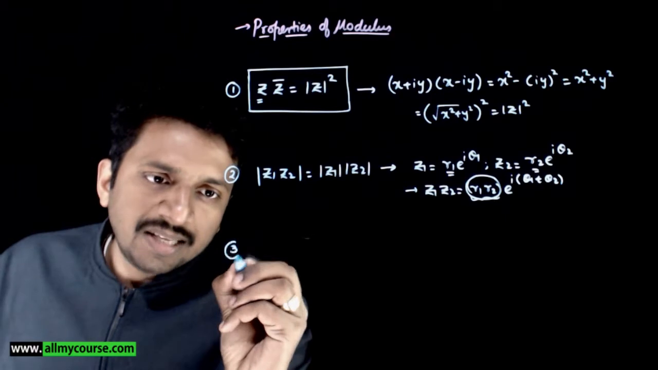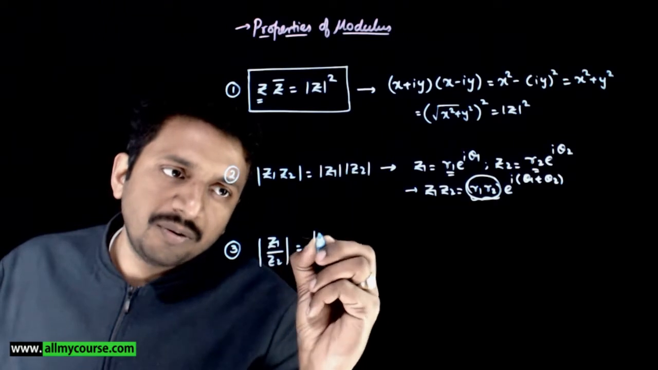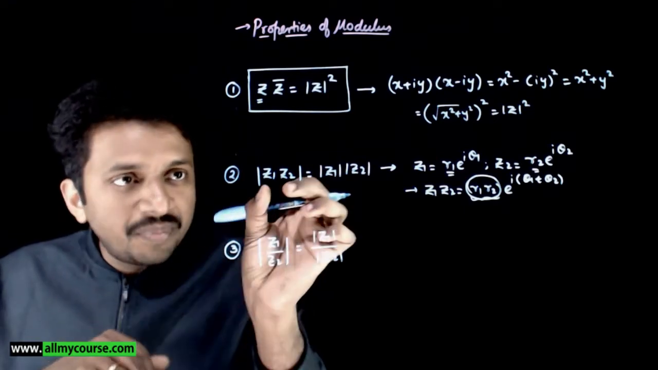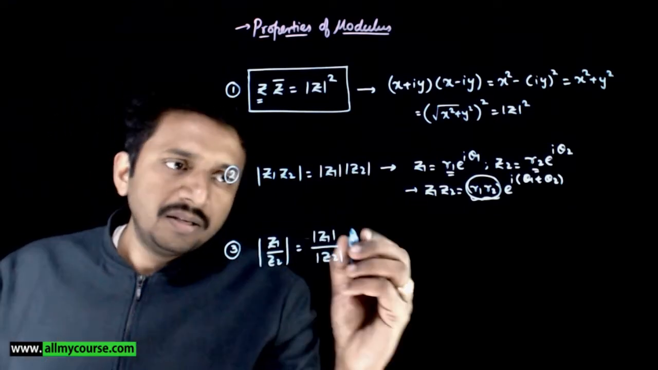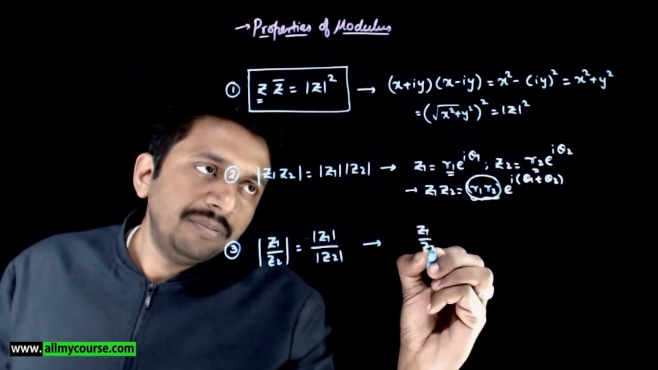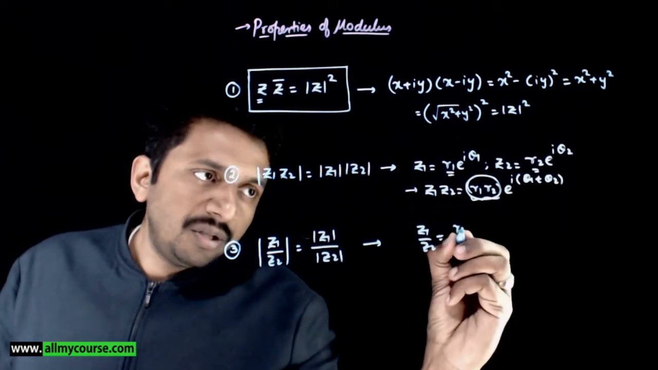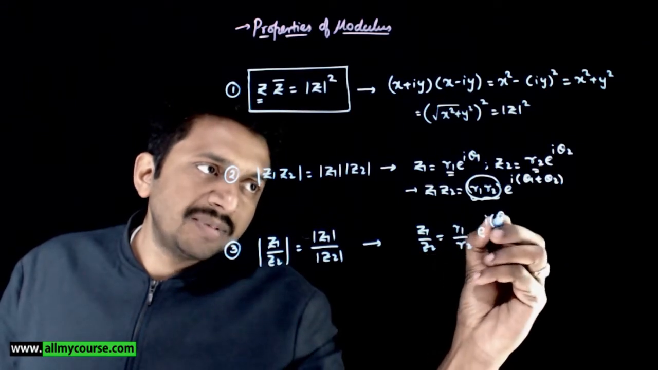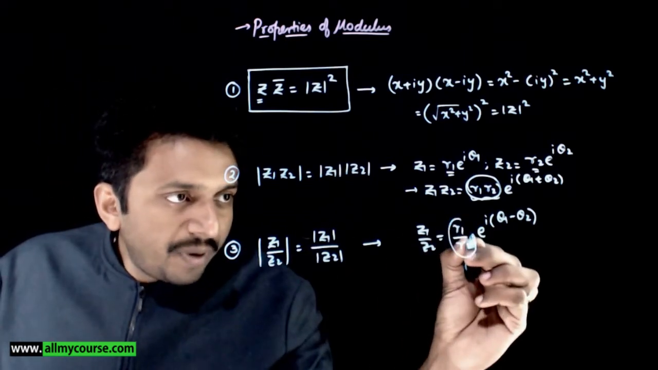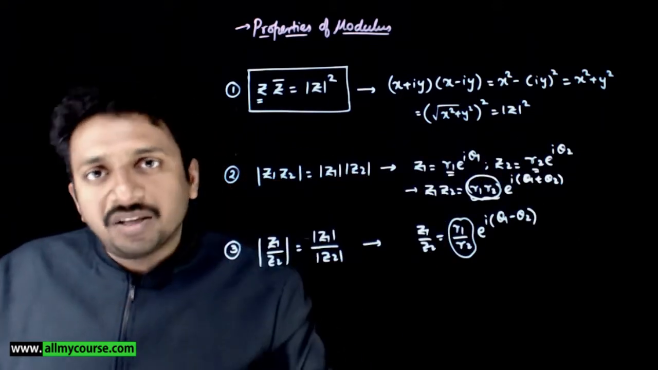So the next property is modulus of z1 by z2 is equal to mod z1 by mod z2. You can separate the modulus over division. You can separate the modulus over multiplication. So this can also be seen from the Euler form. So what is z1 by z2? r1 is real, r2 is real, so they combine to give you r1 by r2 times e power i times theta 1 minus theta 2. So what is the magnitude part? The magnitude part is r1 by r2. That's nothing but modulus of z1 by modulus of z2.